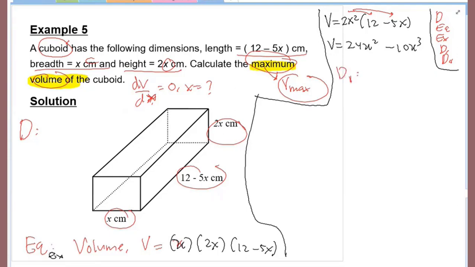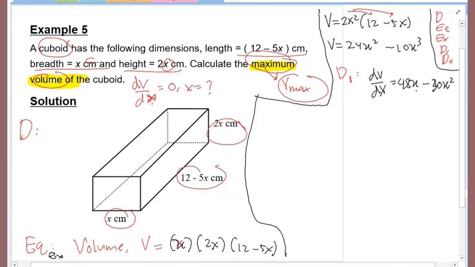Then the first D, differentiate. Okay, differentiate: 24 gives 48x, minus 30x squared. Wait, need to add the delta. Okay, dv dx, right? dv dx equals 48x minus 30x squared. Okay, so when V is maximum, it implies that dv dx is equal to 0. Always the same. Maximum or minimum, it is equal to 0.